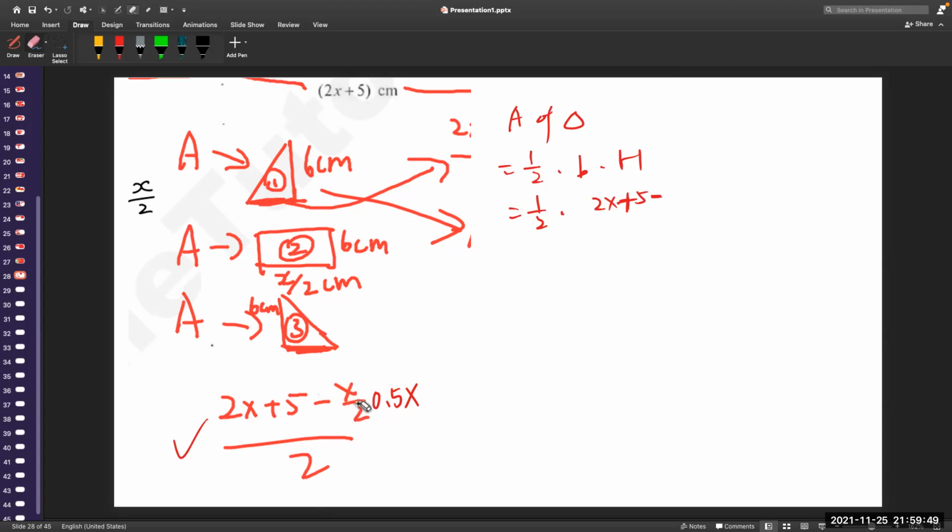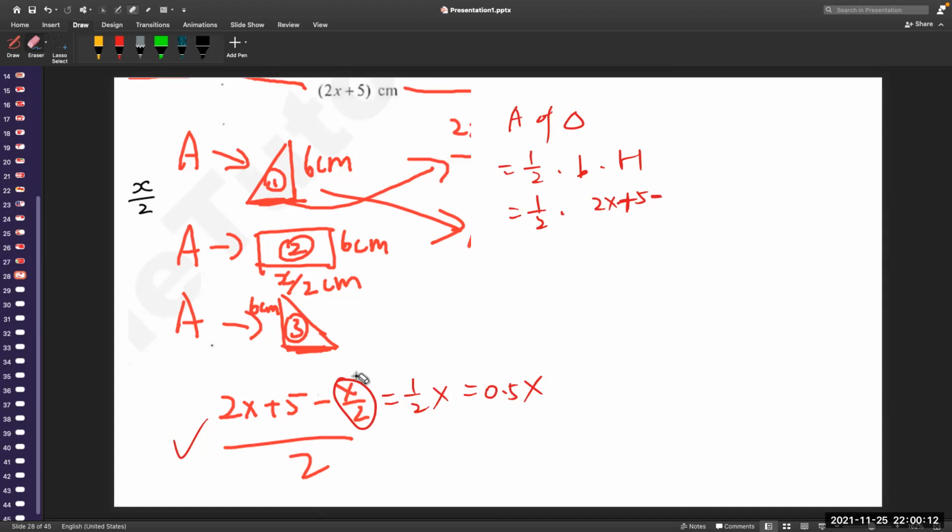Can you tell? X divided by 2 is 0.5x? Okay, good. If you're not sure, probably I just demo to you. X divided by 2 is equal to half x. Half is 0.5, so there is 0.5x. So that's how I transform.